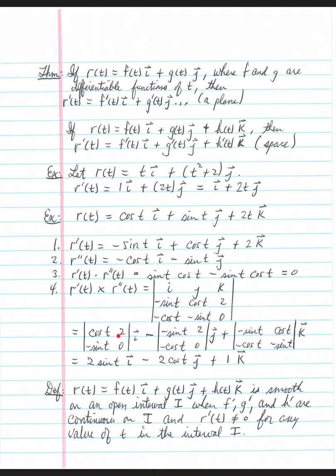0 minus negative 2 sine t is positive 2 sine t. 0 minus negative 2 cosine t is 2 cosine t, but this negative out here negates it. And then finally, sine squared t minus negative cosine squared t. Well, that's sine squared plus cosine squared, which is 1. Remember, with cross product, you get a vector that is orthogonal to the two vectors that you cross.